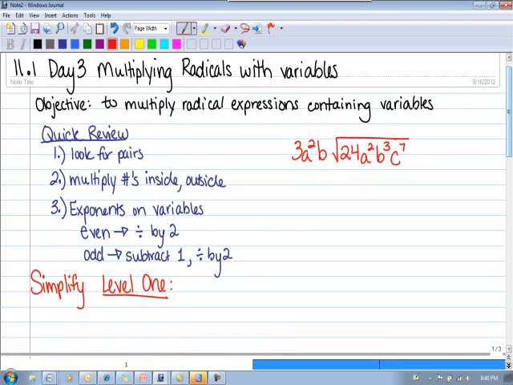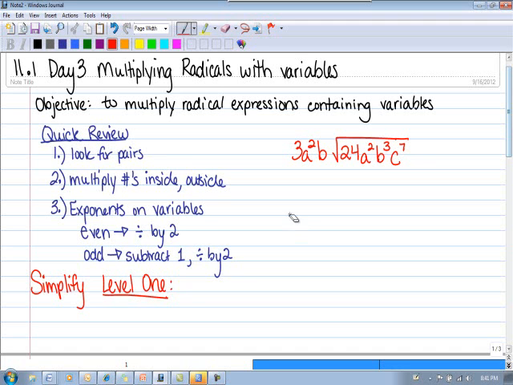Just a quick review. What we've done in the past is we've been looking for pairs anytime we're working with radicals. We want to multiply the numbers inside, and multiply the numbers that are outside the radical. And with exponents on variables, if the exponent is even, you divide that exponent by 2, and that's how many pairs you'll get outside of the radical. If it's odd, you leave 1 at home, so that means you're subtracting 1 from the exponent, and then dividing that new exponent by 2 to get how many pairs you take outside of the radical.